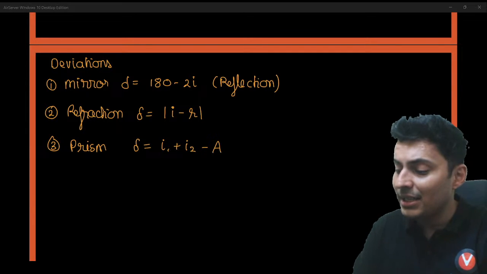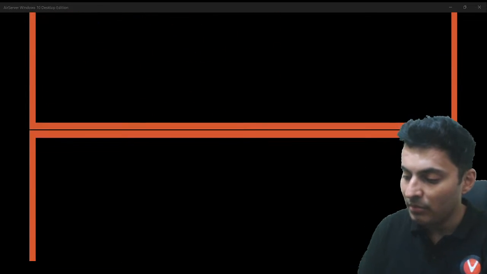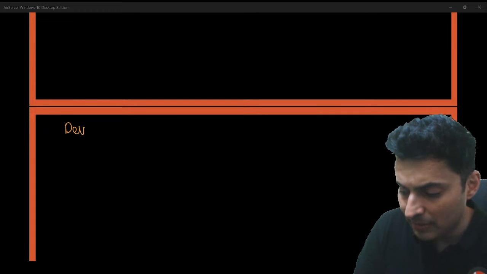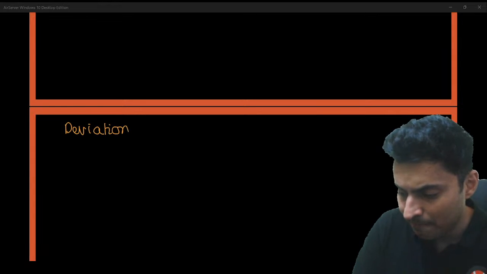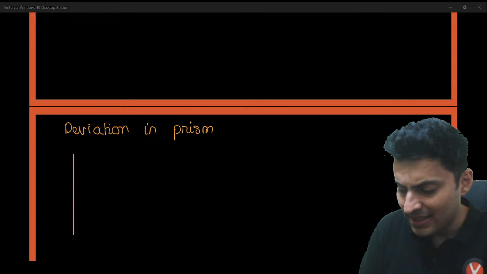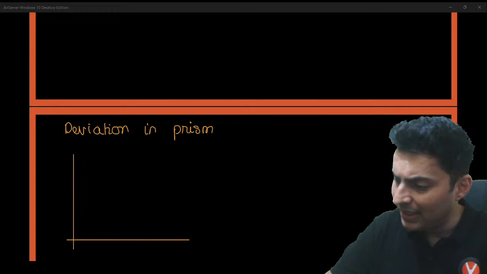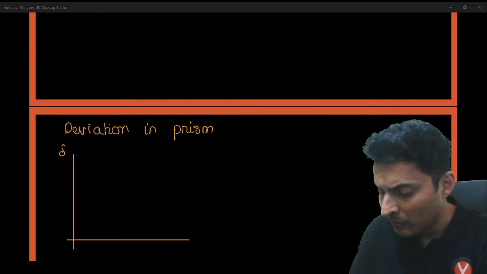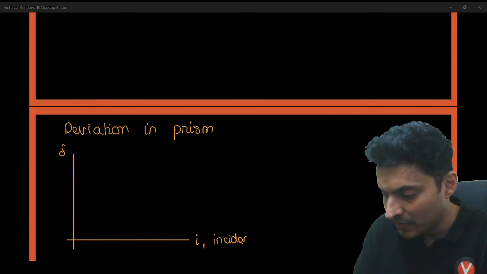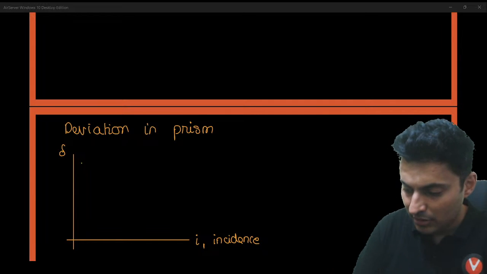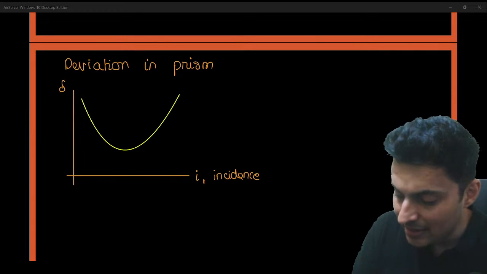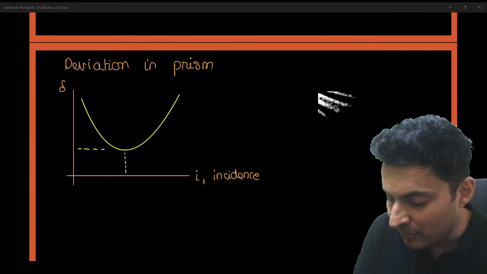Okay. Now, majorly the graph is there for prism. So let's talk about deviation in a prism. How does the graph look? Well, the graph is almost symmetric. If you draw the graph of deviation versus the angle of incidence, you will see that the graph looks like this, almost a parabola, and there is a point where the deviation is minimum.